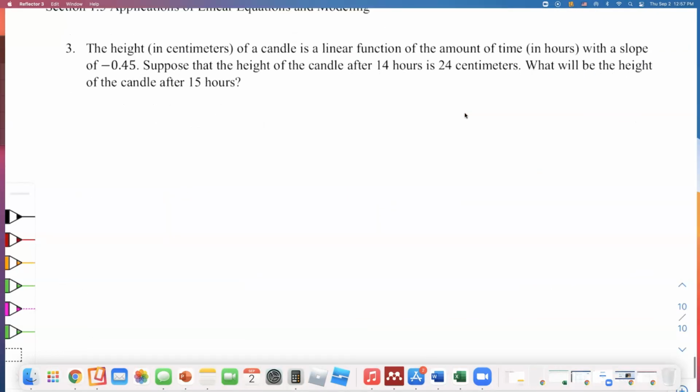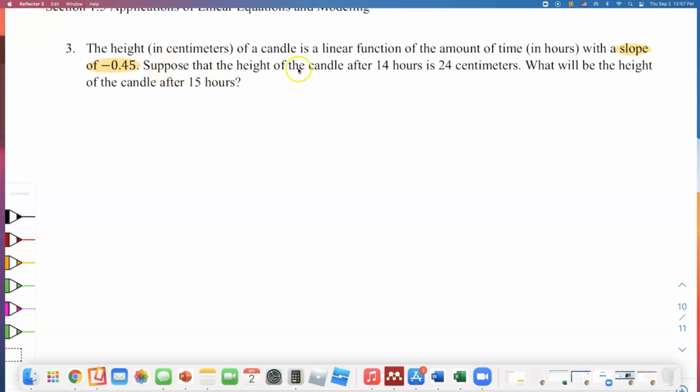All right. The height in centimeters of a candle is a linear function of the amount of time in hours. Okay, so let's think about this. The longer you burn a candle, shouldn't it be shorter, right? The longer you burn it, it's just going to burn down and the candle length will be shorter. So we're expecting to see a negative slope. Let's see what the slope is they're giving us. The slope of negative 0.45. So every hour, it's getting shorter by 0.45 of a centimeter.